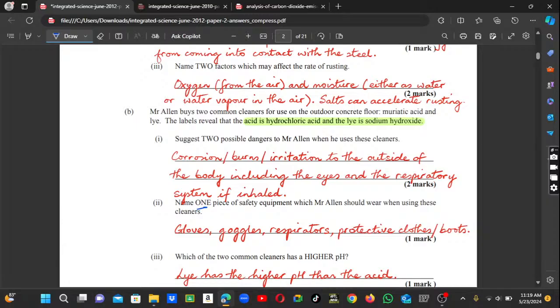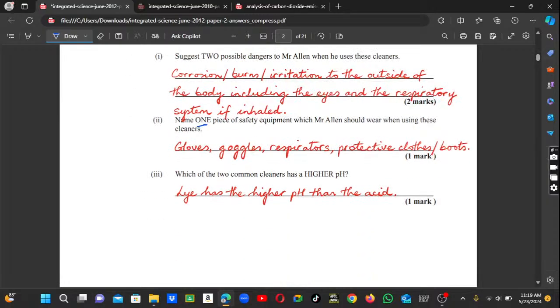All right, it's very simple, and they may ask you which of the two common cleaners has a higher pH. So this is what we are talking about, guys, pH. We need to know the base level, and we need to know between base, acid, and neutral. So here it says which of the two common cleaners has a higher pH. Here we know that lye would have a higher pH than the acid.